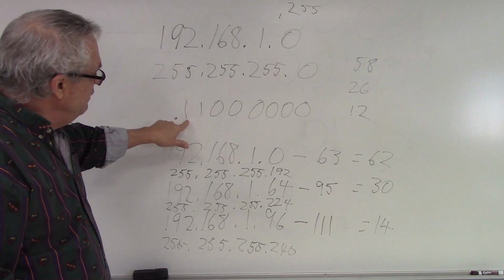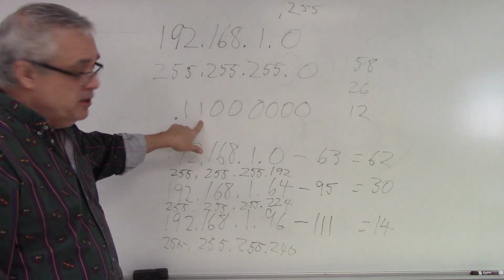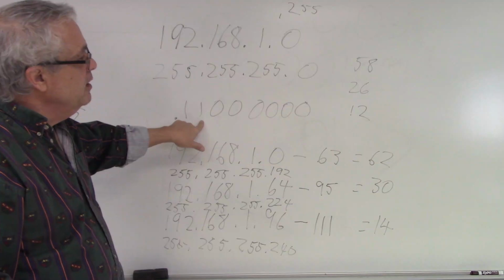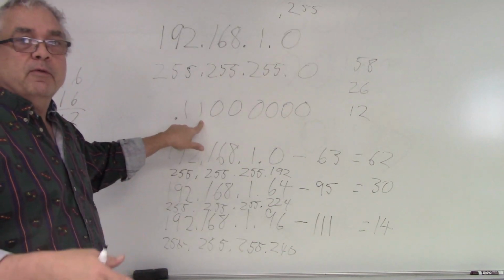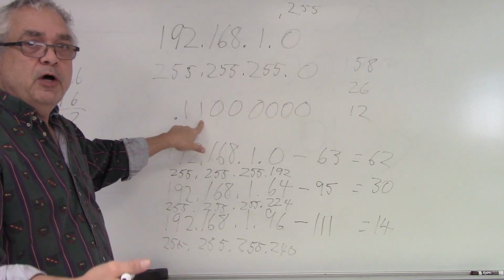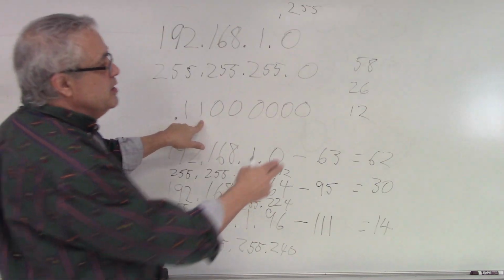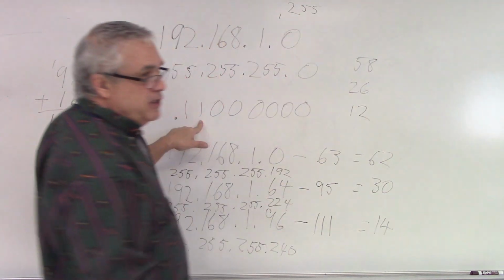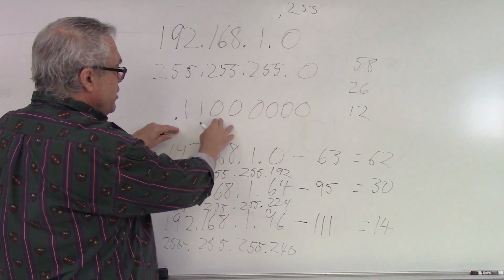Okay, well that's going to give me 4 networks, and each network is going to have 64 minus 2, 62 hosts. Well, 62 is as close as I'm going to get to 58. Okay, so let's do that.